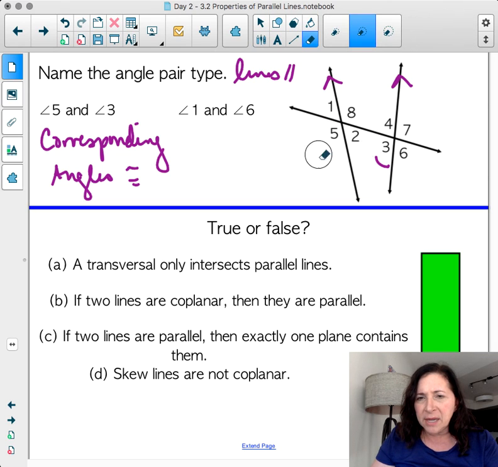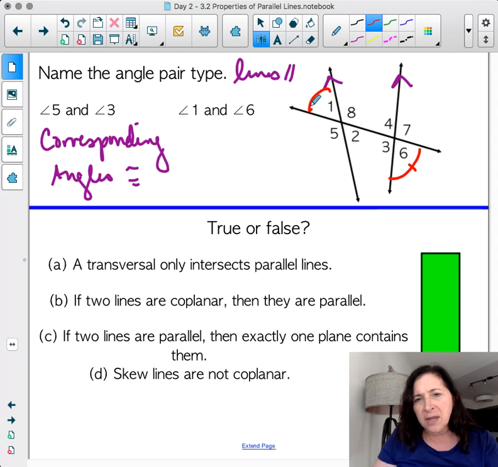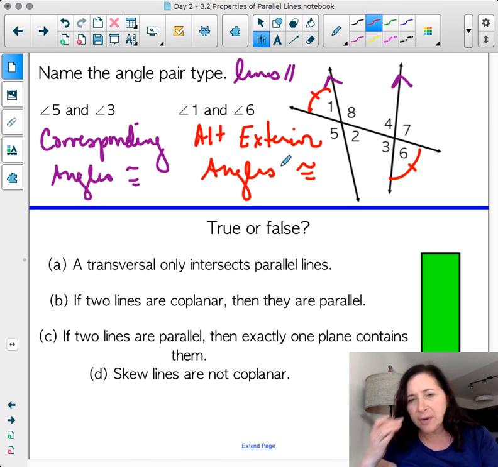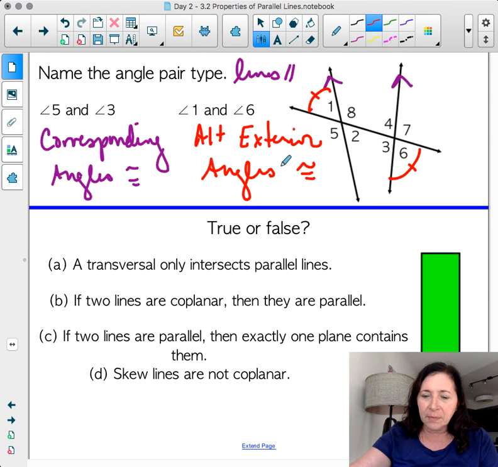Angle 1 and 6, let's see, for this one, here's 1, and angle 6. If these lines are parallel, then the measure of angle 1 is congruent to the measure of angle 6, because they are on alternate sides. They are outside of the parallel lines, which makes them alternate exterior angles. And alternate exterior angles are congruent.